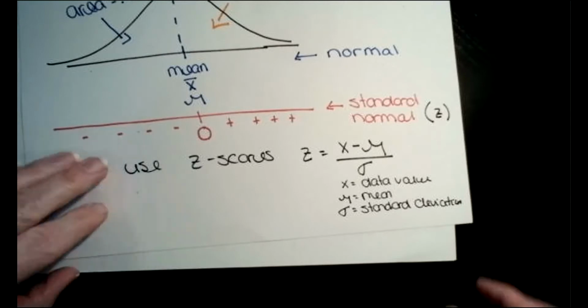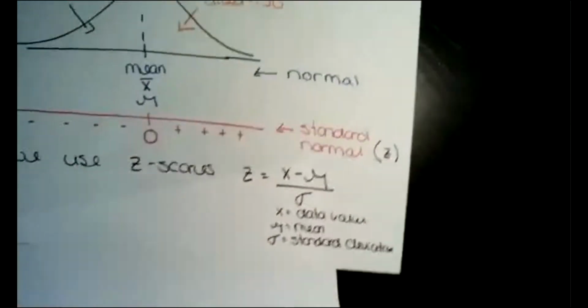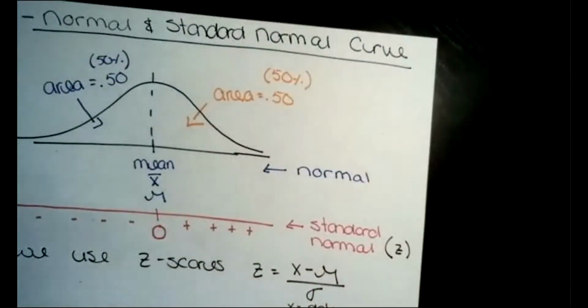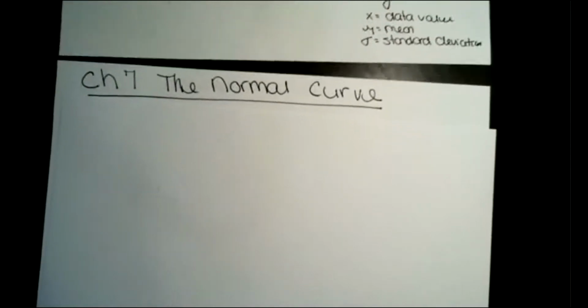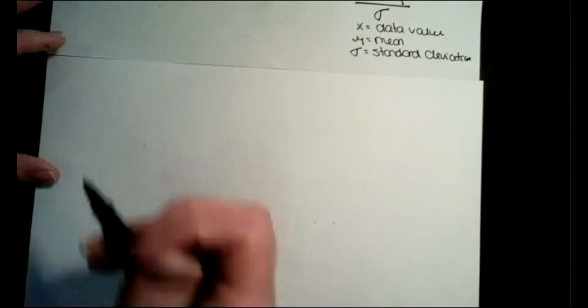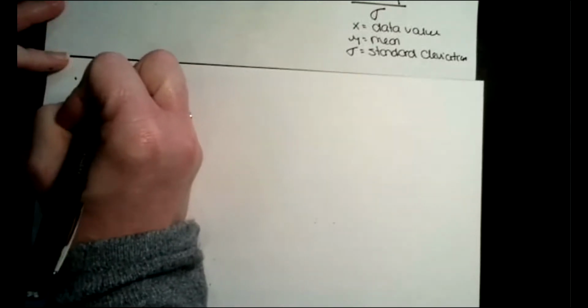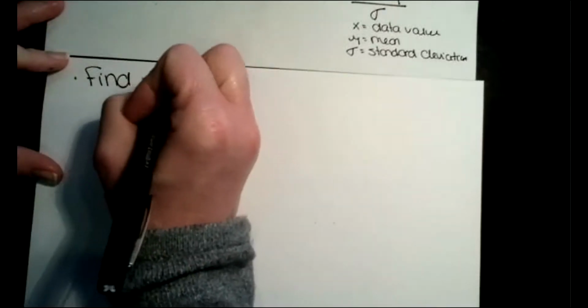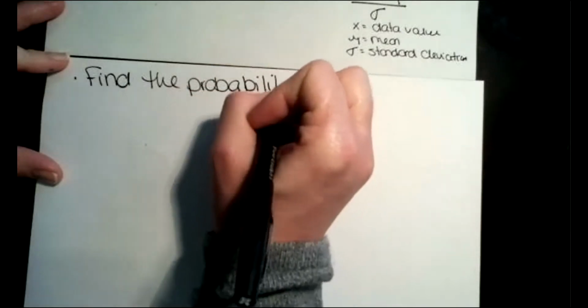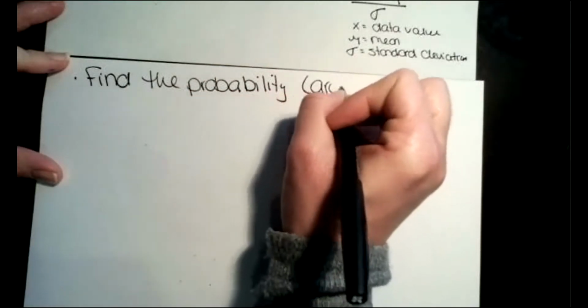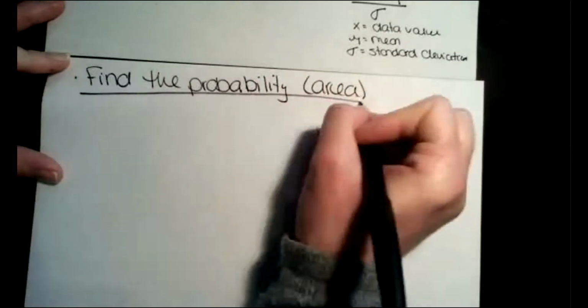So we're going to use Minitab and we're going to find these probabilities. We're going to find the area. We have different things when we're looking at the normal curve and standard normal curve, and we can go two different ways. The first way is that we can find the probability, which is the area under that curve.